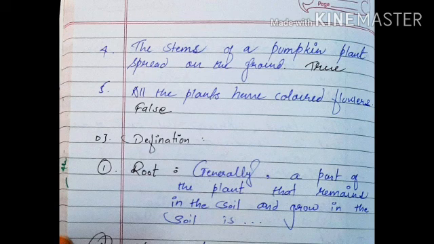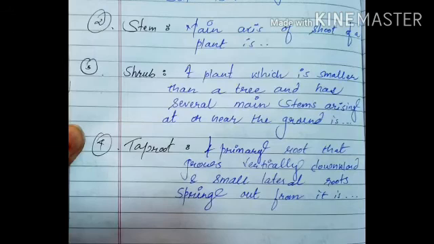First is root. Generally, a part of the plant that remains in the soil and grows in the soil is called root. Second one is stem. The main axis of the shoot of a plant is called stem.